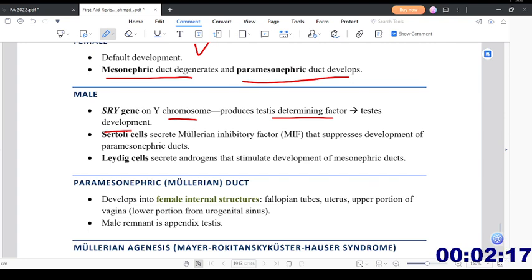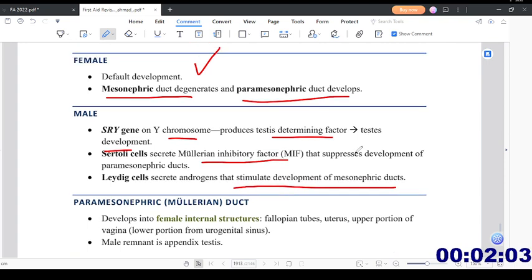Sertoli cells secrete the Mullerian inhibitory factor. So MIF is coming from the Sertoli cells that suppresses the development of the paramesonephric ducts. Okay, the Leydig cells secrete the androgens that stimulate the development of the mesonephric ducts. So for the male development we need mesonephric ducts, and the degeneration of the paramesonephric ducts.